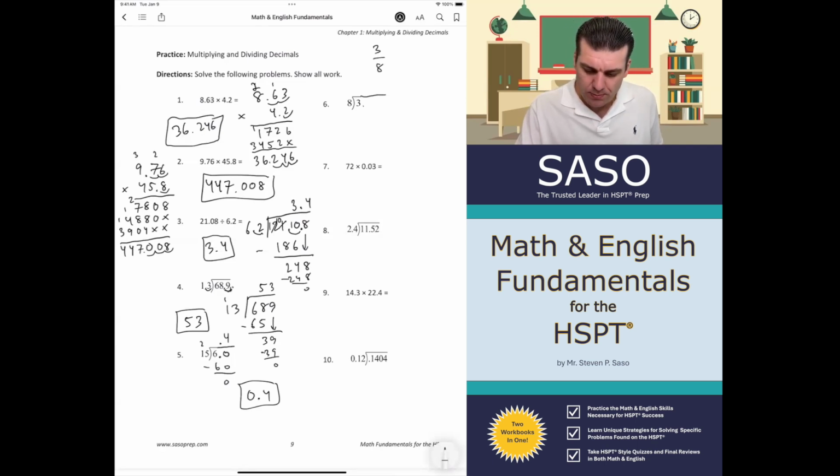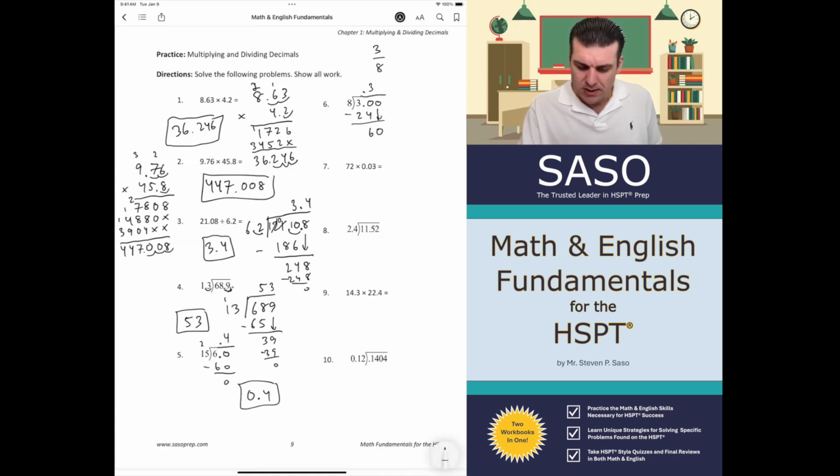So we simply put the decimal after the 3, put it up on the line, and let's add some zeros. Here we'll need to do a few. 8 goes into 30 3 times, right? 8 times 3 is 24. 30 minus 24 is 6. Let's add a 0, bring it down.